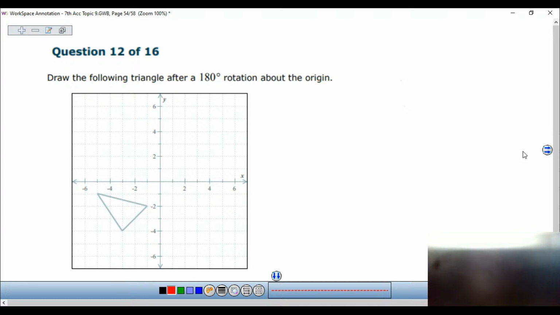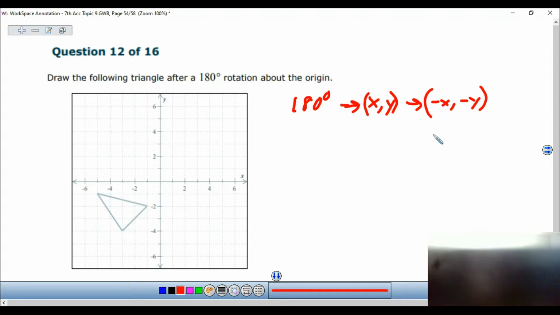So we've got a 180 degree rotation now. So we didn't talk about those before. That means that your XY coordinates are actually going to stay in the same place, but they're going to become the opposite sign here now. So -X, -Y. Since our original points, we got 3 of them. Let's go ahead and write them down. We have -5 and -1. We have -1, -2. And we have -3, -4.